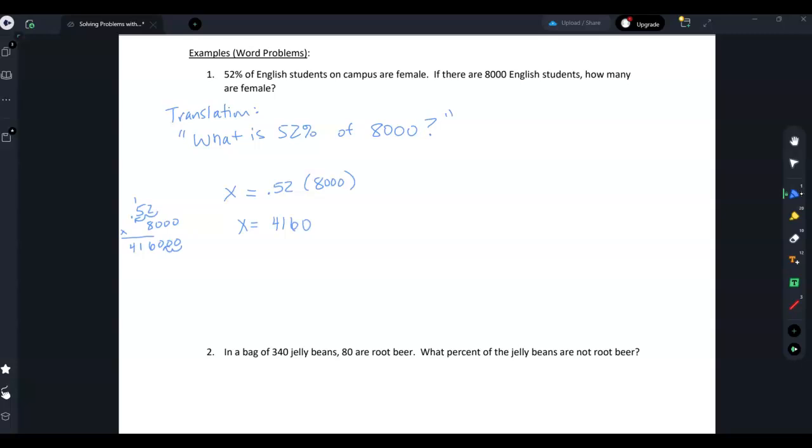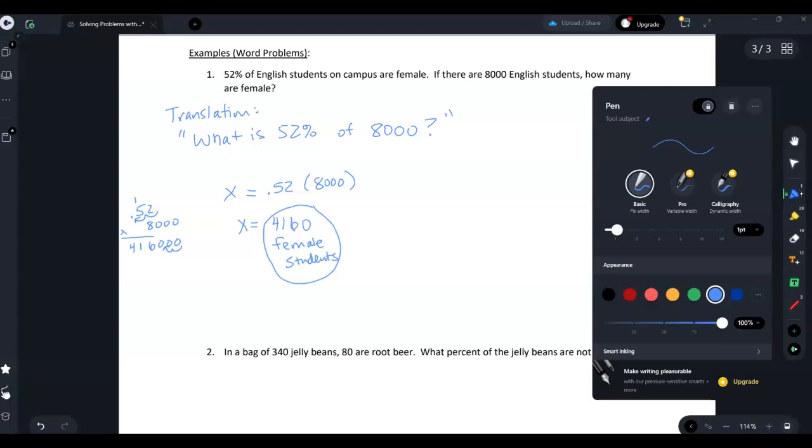This is asking how many students are female, so this would be 4,160 female students. And then just check the reasonableness of that. We wouldn't expect to get something like 7,000, because 7,000 would be way more than 52%. 52% is close to half, so this number should be close to half, a little more than half, of 8,000.